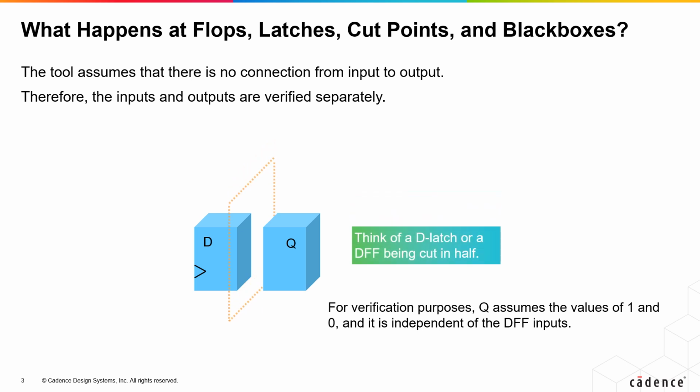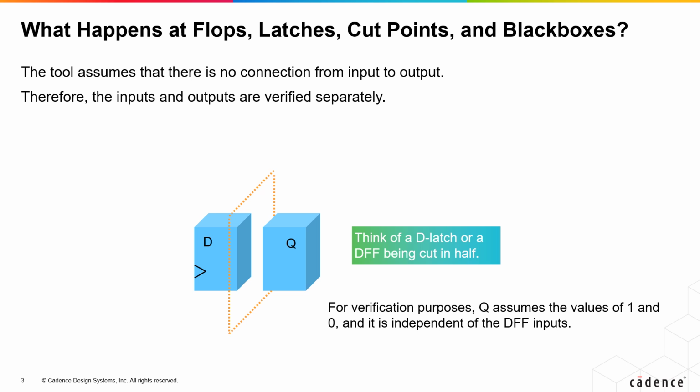In Conformal, we assume that there is no connection between the inputs and the outputs of a flop, a latch, a black box, or a cut point. Think of the flop or the latch being cut in half. All the logic cones that end at the inputs of your flop are verified separately from the logic cones that begin at the outputs of the flop. In other words, the logic cones end at the inputs of these flops, and then a new logic cone starts at the output of the flop.